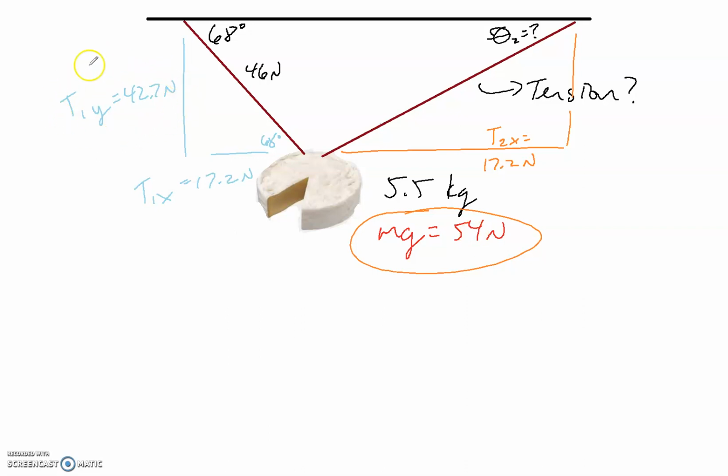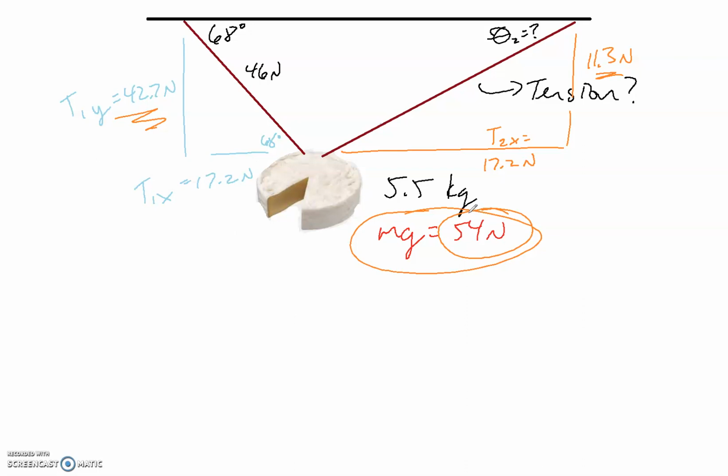Well, this one here is pulling with like 42, 43 newtons going up, which means the remainder of the force going up must be over here. So this one must be pulling with like 11.3 newtons going up. So that 42.7 up and that 11.3 going up, those two pulling up will equal that 54 going down.